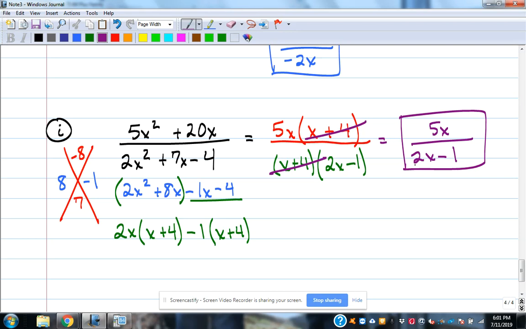So single fraction, factor, top and bottom, cancel things that match up on the top and bottom. But you got to factor first. Okay? If you don't factor, it doesn't work that way. You have to factor. All right. Now, let's talk about multiplying two fractions together.